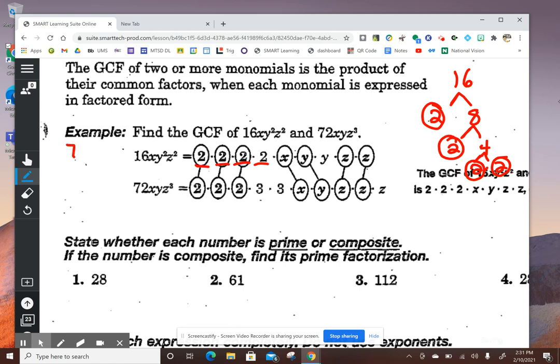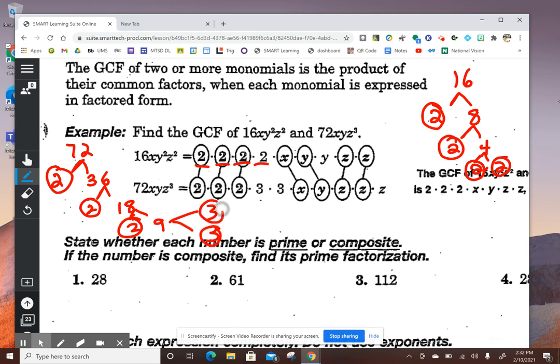So now 72. I'll start with 2 and 36. I circle it. 2 and 18. I circle it. 2 and 9. Circle it. And then 3 and 3. So the prime factorization is 2 times 2 times 2 times 3 times 3.